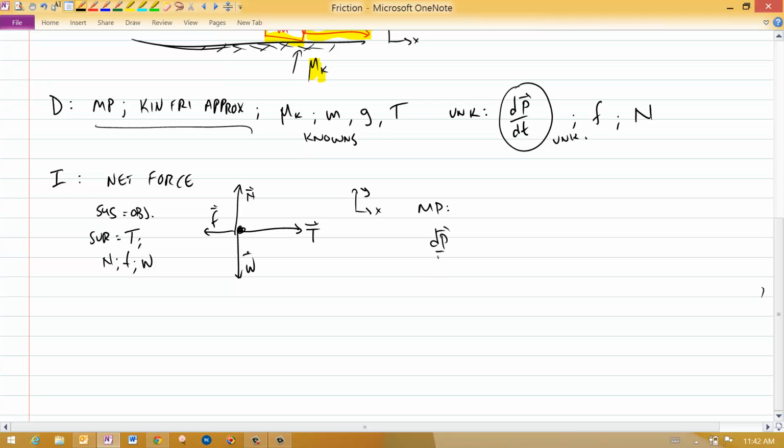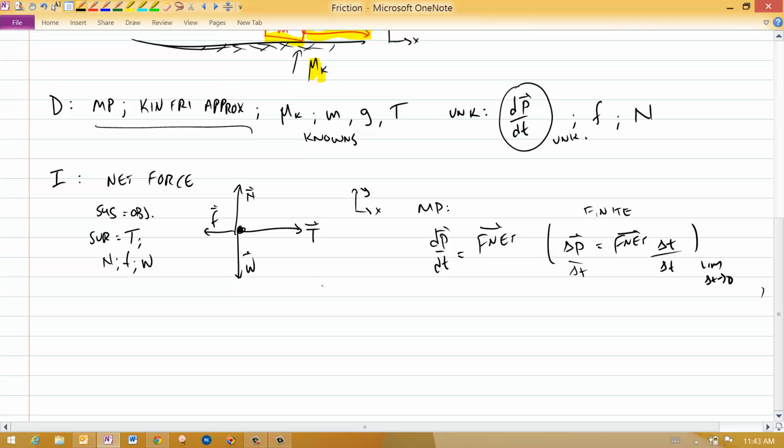dp/dt is F net from the surroundings. Now another way to say this, if we're talking about a finite time, we could write delta p is equal to F net times delta t, but really all that's happening is I'm dividing both sides by delta t, and then taking the limit as delta t goes to 0.